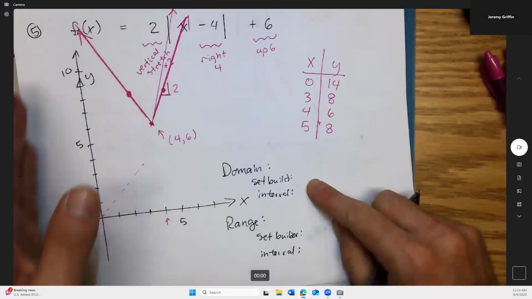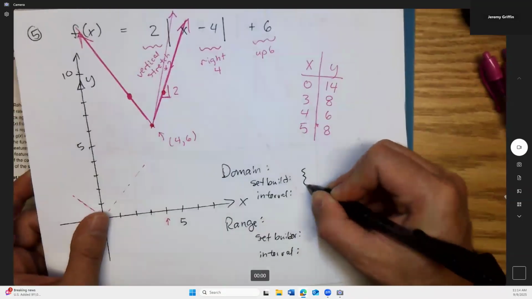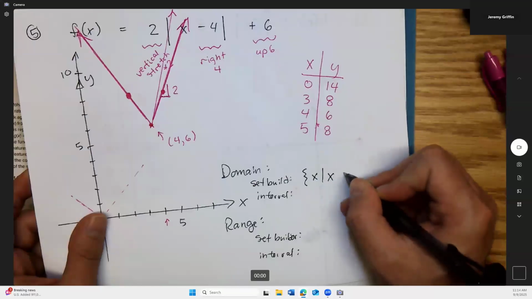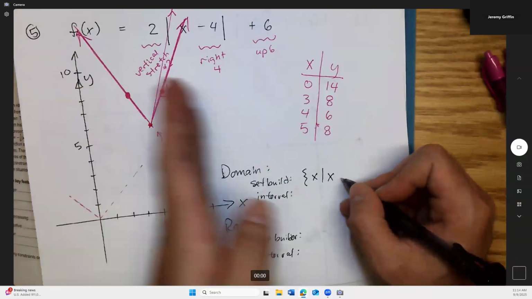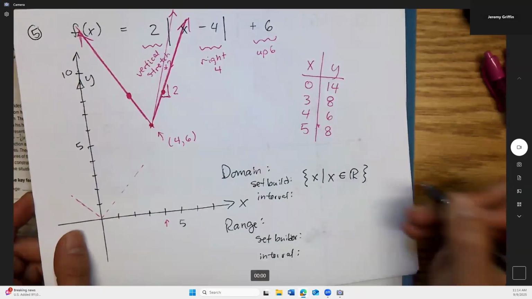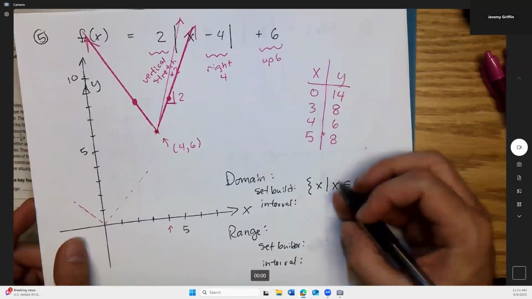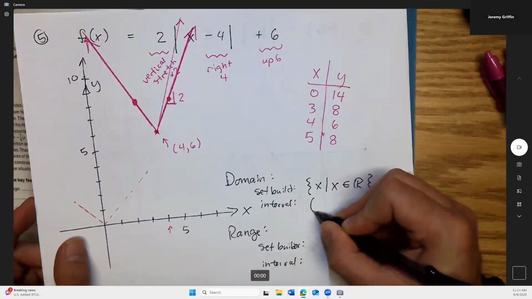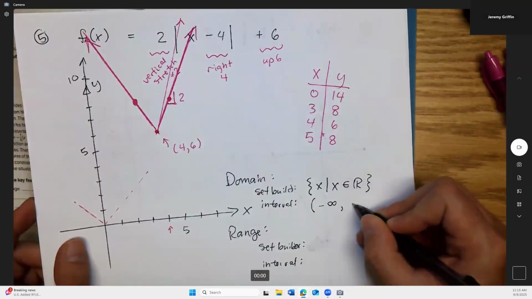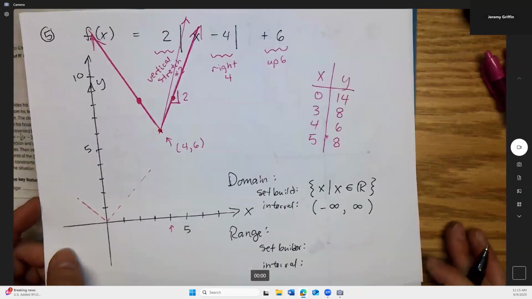So guys, what's the domain of this graph in set builder notation? It'd be curly bracket, and then what? X such that X. Guys, can X be anything? Is the domain everything? Is that an element of all reals? Yep. And then close curly bracket. And in terms of interval notation, you would express that how? Open parenthesis, negative infinity, comma, infinity, close parenthesis. So that's if the domain can be anything.